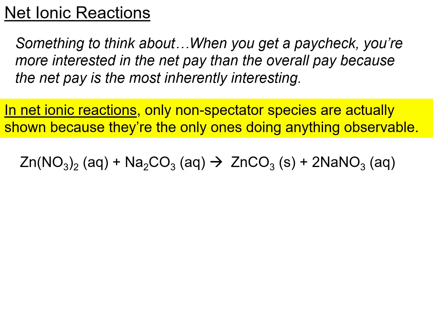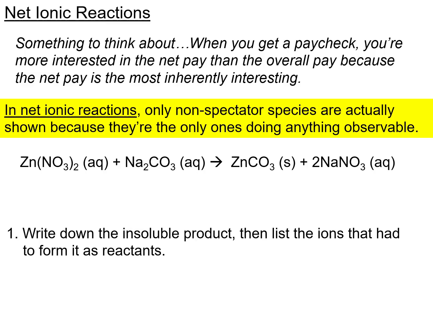So here we have our zinc nitrate and sodium carbonate reaction. So there's a couple of different ways to do this. So one way, and this is how I initially tried to teach this, you identify the insoluble product, the precipitate. You write that down. It's still a product, so it still has to go over on the right-hand side. And then you point an arrow at it because it is a product. So it has to be on the right-hand side of the arrow. And then you just take it apart.